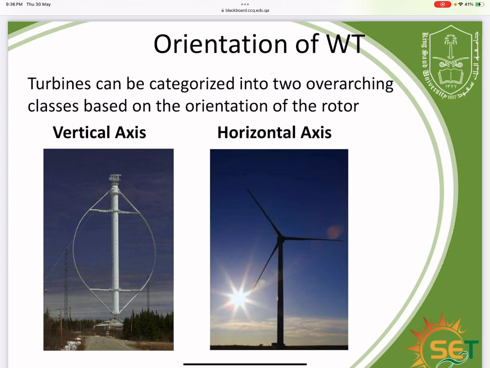The characteristics of VAWT, vertical axis wind turbines, are that the rotor shaft is vertically oriented, perpendicular to the ground. Common designs include Darrieus and helical configurations, typically mounted closer to the ground, suitable for varied wind conditions.